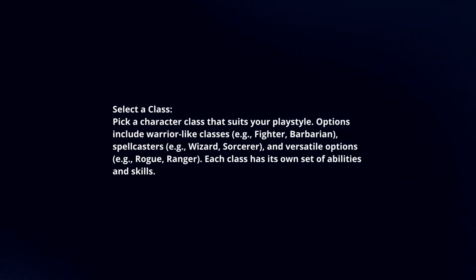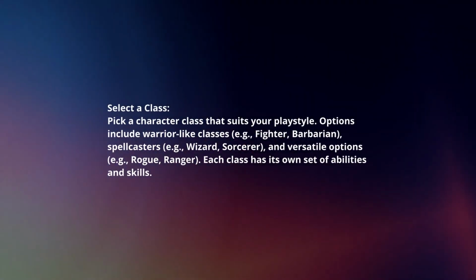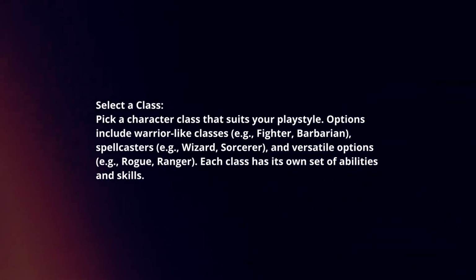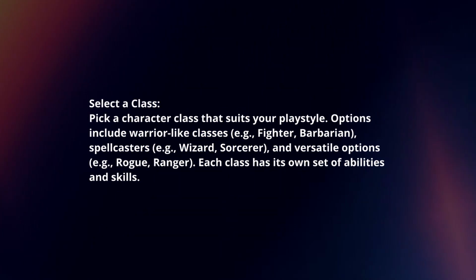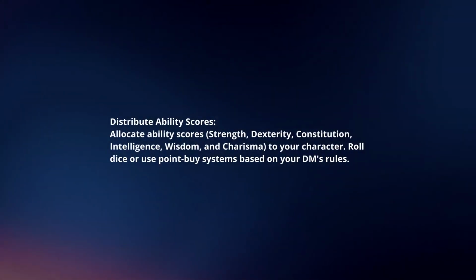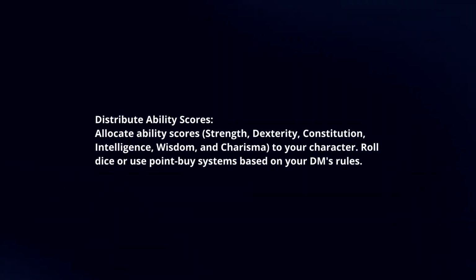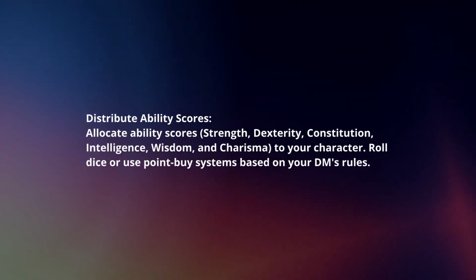Select a class. Pick a character class that suits your playstyle. Options include warrior-like classes, spellcasters, and versatile options. Each class has its own set of abilities and skills. Distribute ability scores. Allocate ability scores to your character. Roll dice or use point-buy systems based on your DM's rules.